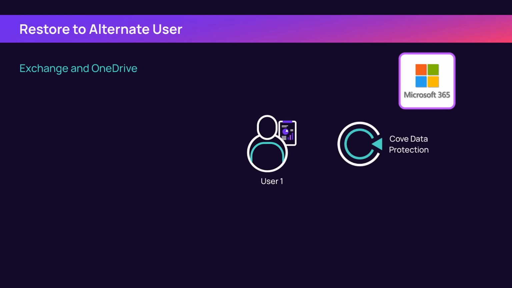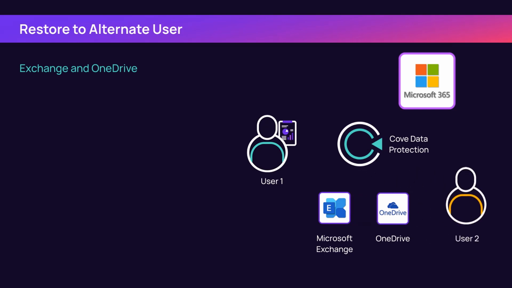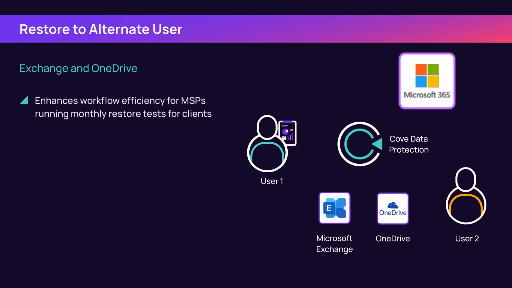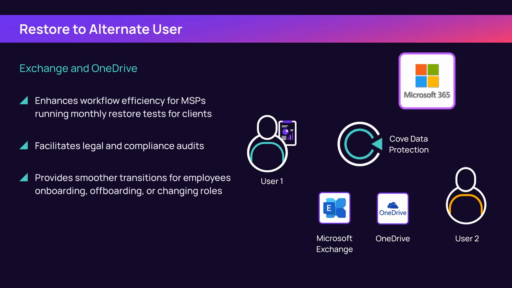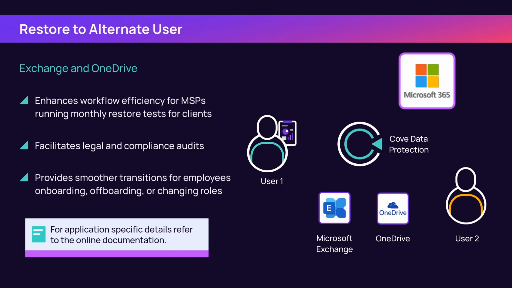Additional backup and restore options for Microsoft 365 Exchange and OneDrive include restoring data to an alternate user or different licensed user. This backup and restore option enhances workflow efficiency for MSPs running monthly restore tests for clients, facilitates legal and compliance audits, and simplifies employee transitions during onboarding, offboarding, or role changes. For application-specific details, refer to the online documentation.